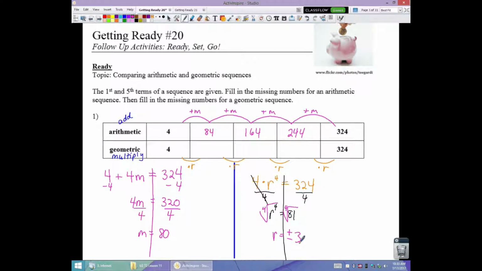Right? So you don't have to consider both as you fill out your table. You could use either one. I will do both, so I'm going to split these boxes up. If we use positive 3 as our common ratio, 4 times 3 is 12, times 3 is 36, times 3 is 108, and times 3 is 324. If we instead use negative 3, then this is a negative 12. This is still 36. This is negative 108. And then we're back to 324.